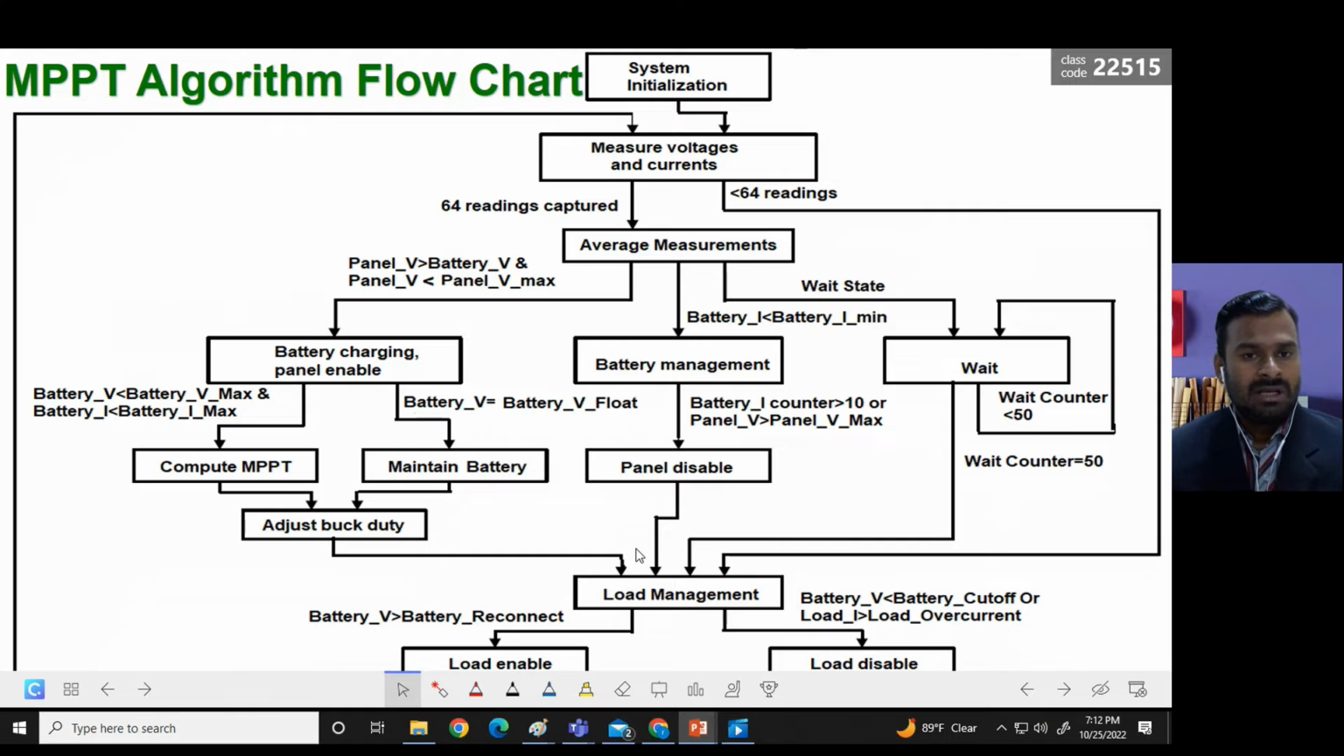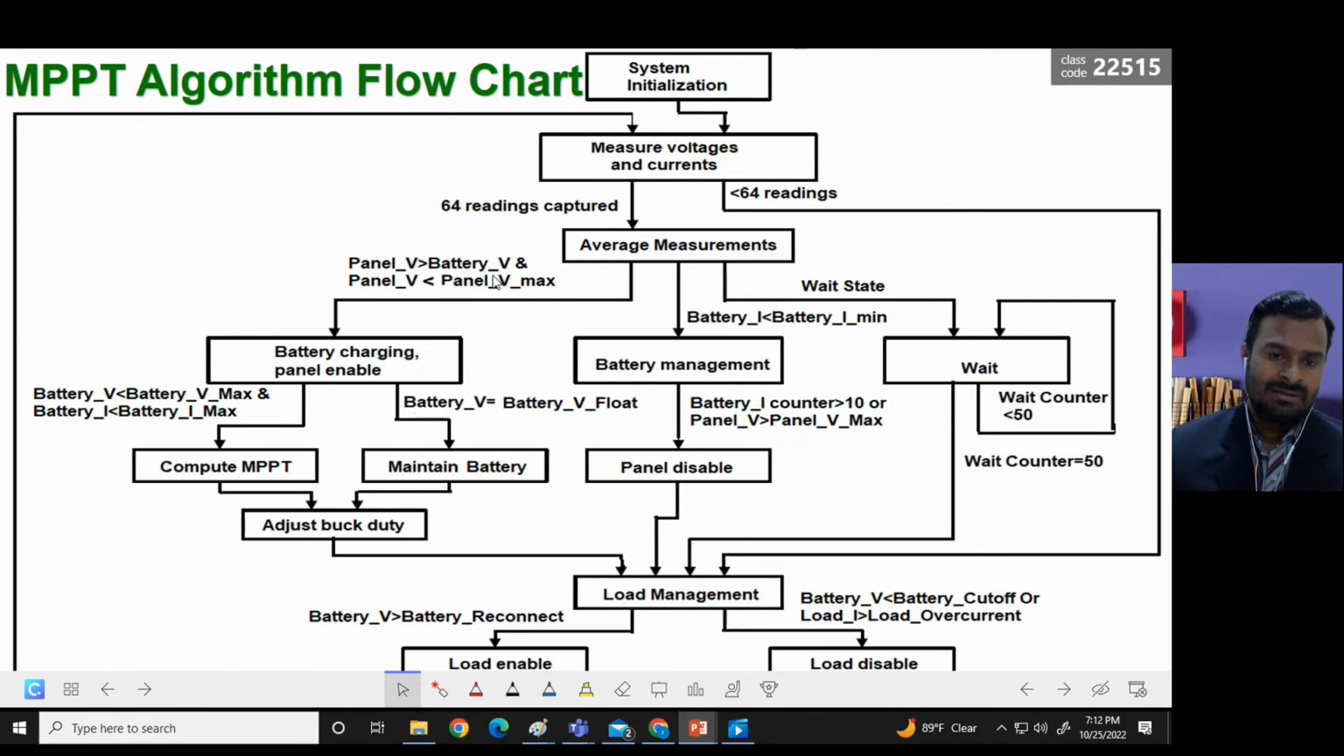This is an MPPT algorithm flowchart. Whatever I explained until now, that concept is put into action in this flowchart, so we have to see how it works. Let us start from here. System initialization: you need to measure the voltage and current for a given condition. We measure the voltage and current, but they do not do the calculation for each sample. They take 64 samples, the average of the 64 samples is taken, and that average is compared here to take further action.